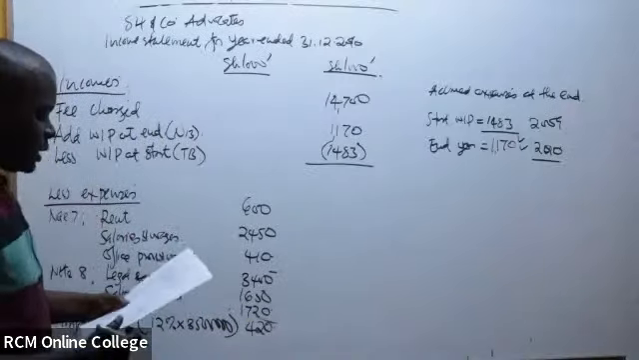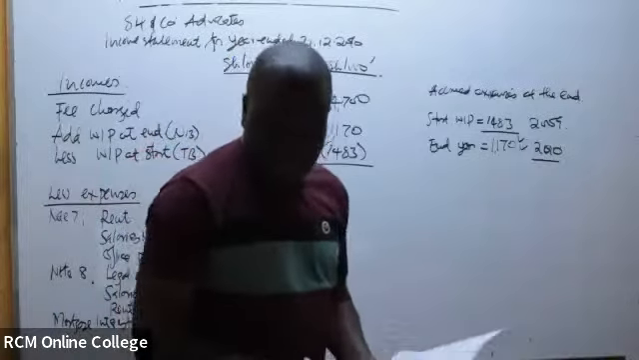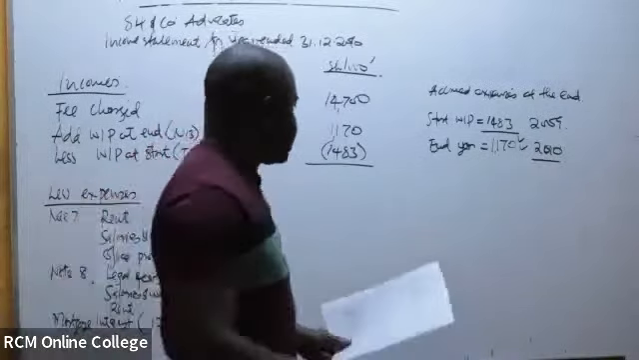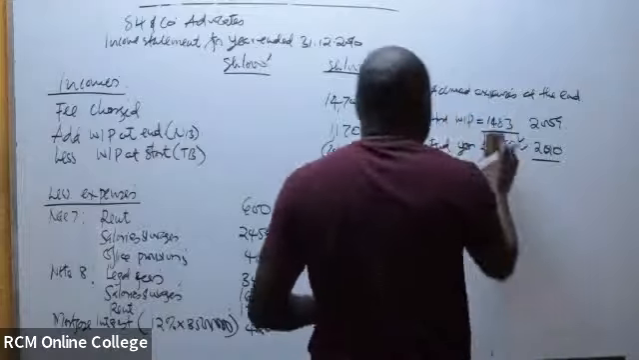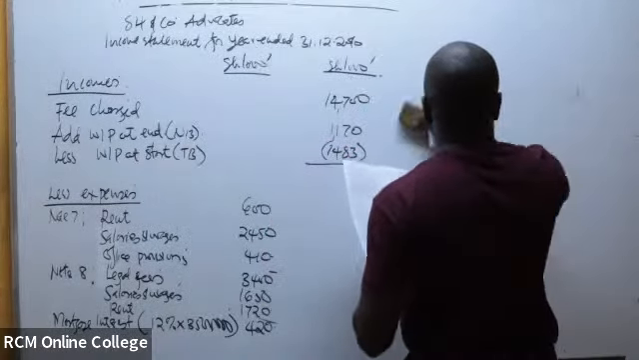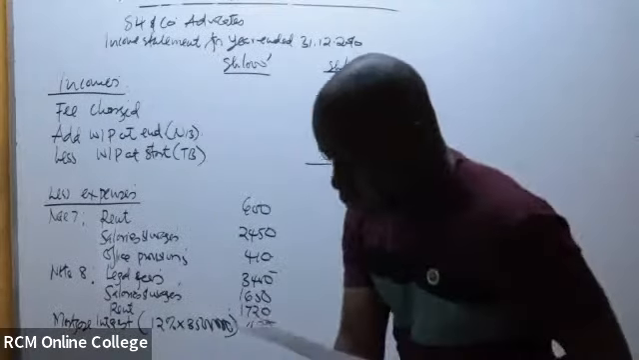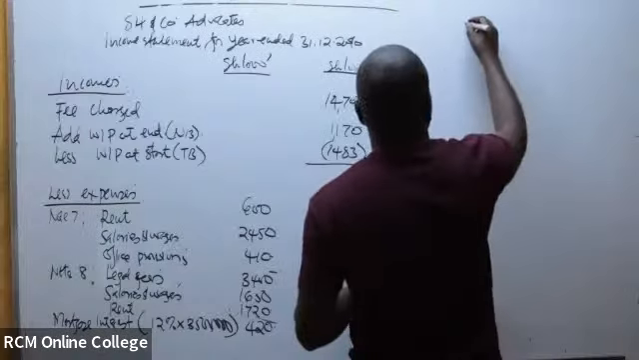420 as part of the expenses. Then we can continue. Still in this case, you are told they made donations.